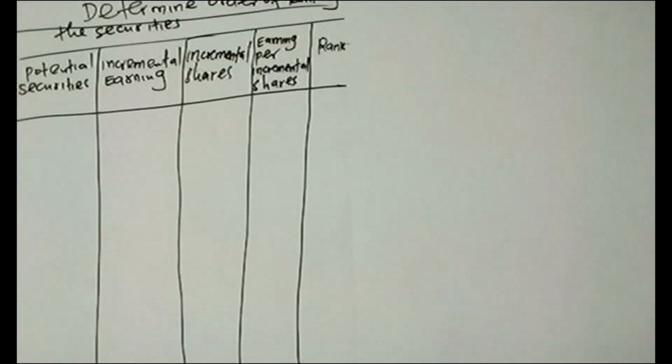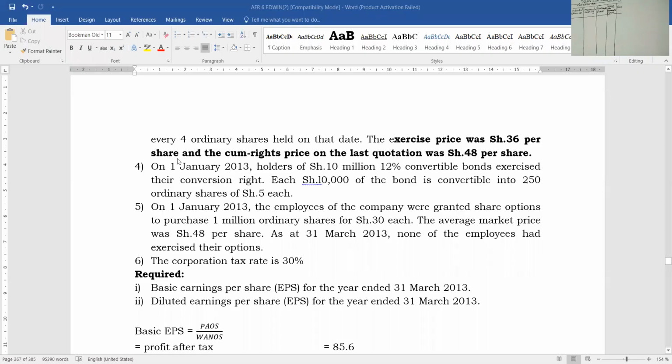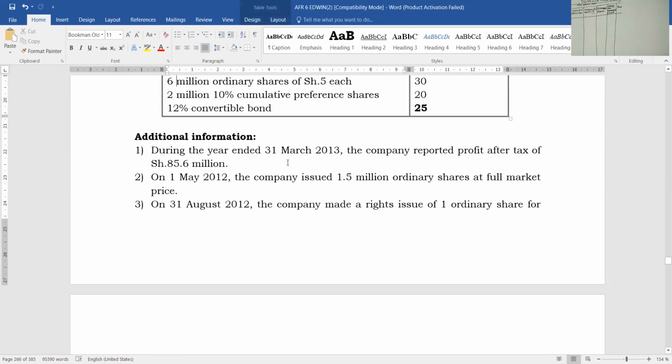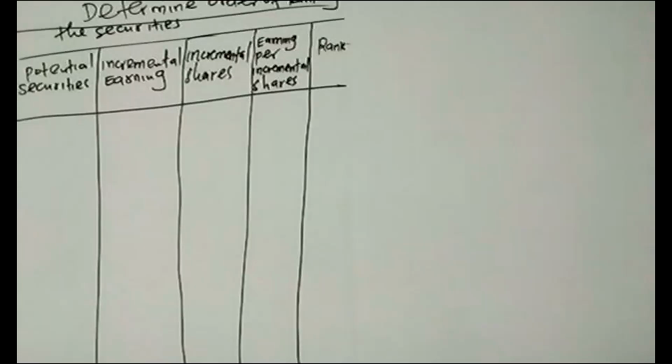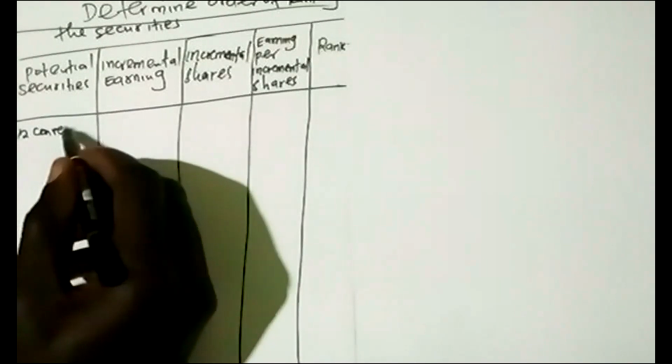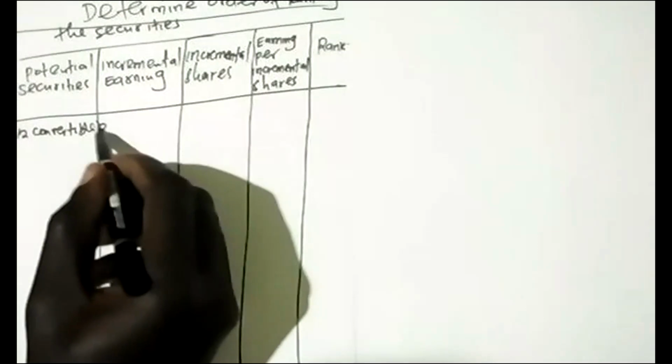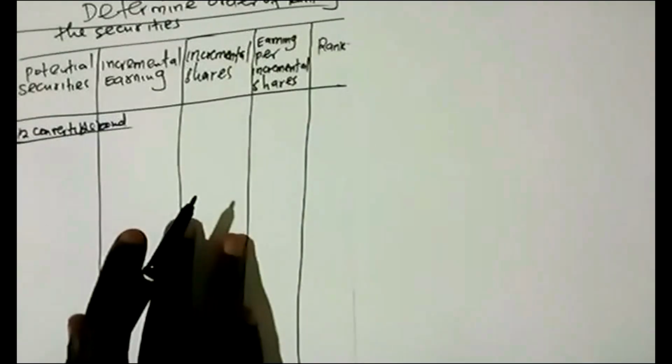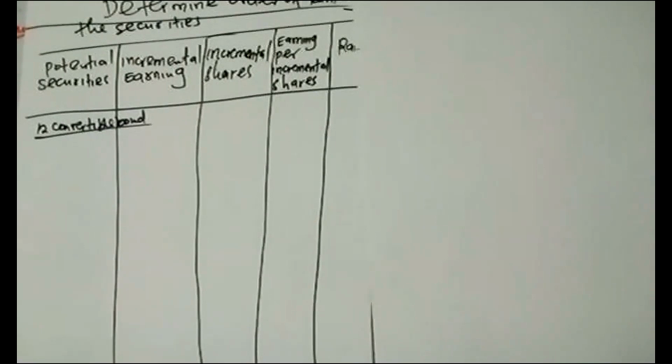So let us start with the first thing you are told here. The first potential securities you are given. That is note 4. That is what they converted. The total security was 25. The 12% convertible bond.